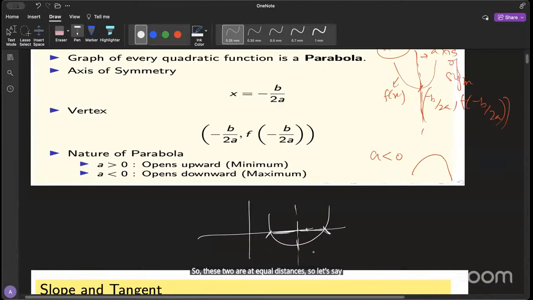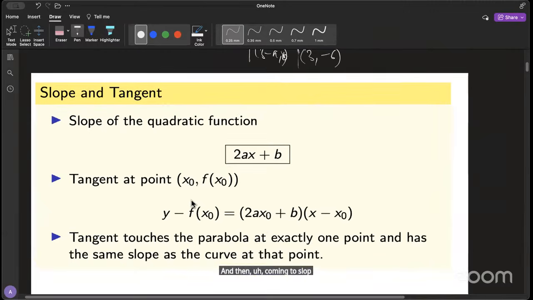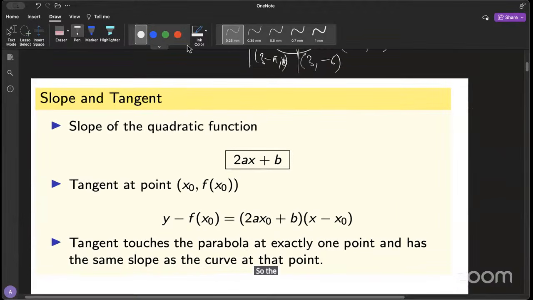So let's say you already know this point, let's say this is 3 comma minus 6, then this point will be 3 comma 0. And because this point is 3 comma 0, this point is going to be 3 plus a comma 0, and this point is going to be 3 minus a comma 0, right? So that's how it works. And then coming to slopes and tangents. So the slope of tangent is basically this.